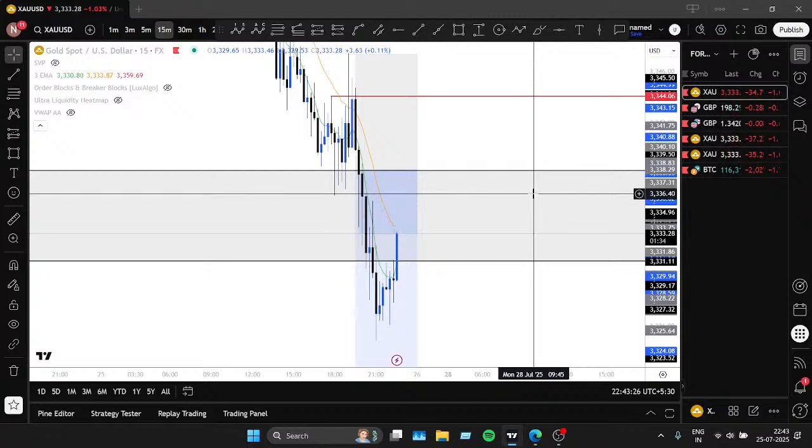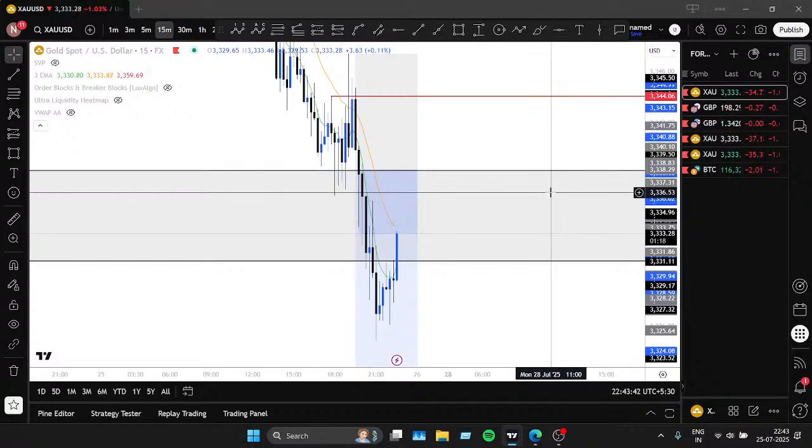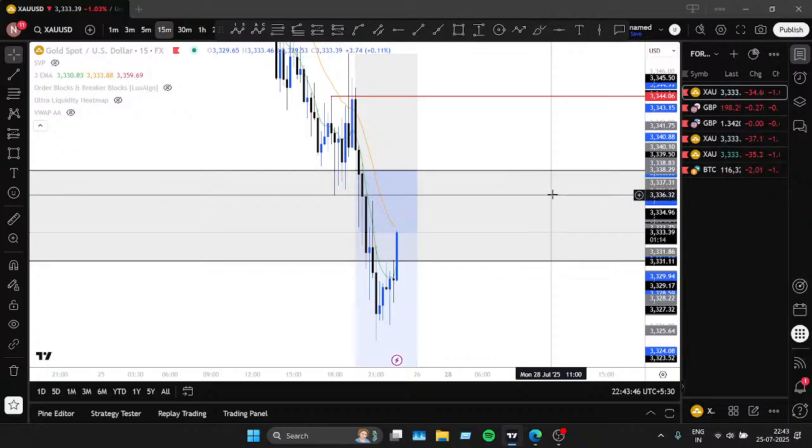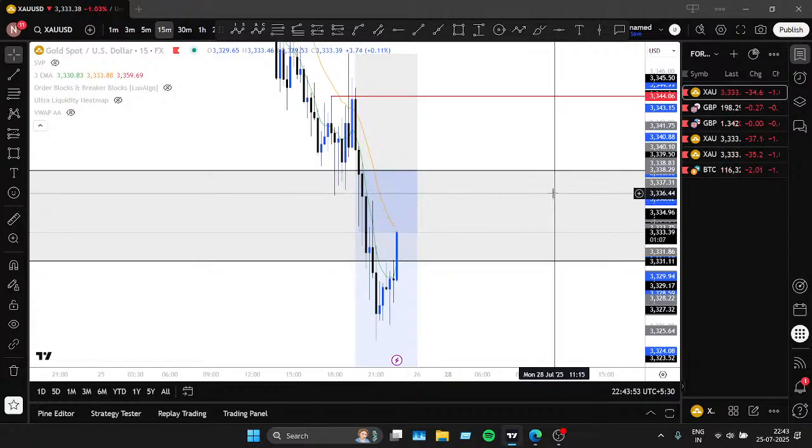Okay, still giving a bullish movement to the upside. Come on, market.